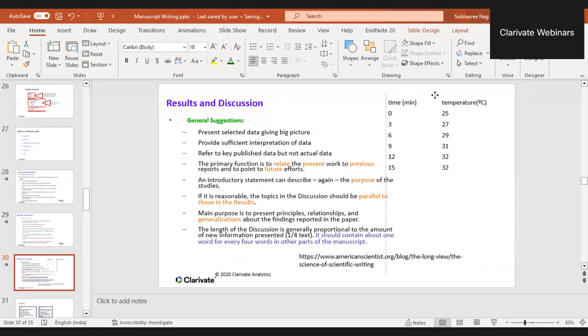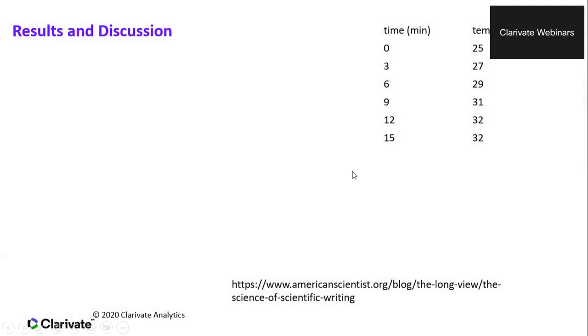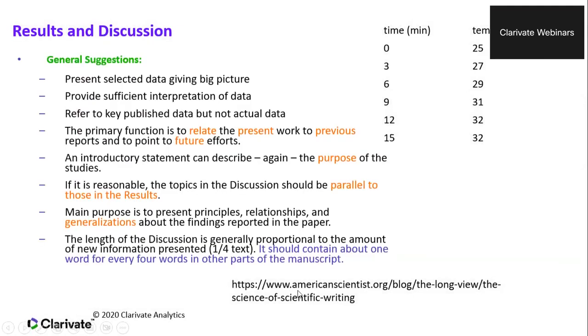Okay, so this is a very classic example. This is the blog. I hope all of you can just go and search for it. It is on the American Scientist. It is called The Long View, The Science of Scientific Writing. It is by George Gopen. I would really urge all of you to have a look at this. He's the one who has written this blog, very well written, and it tells you exactly how to write up.